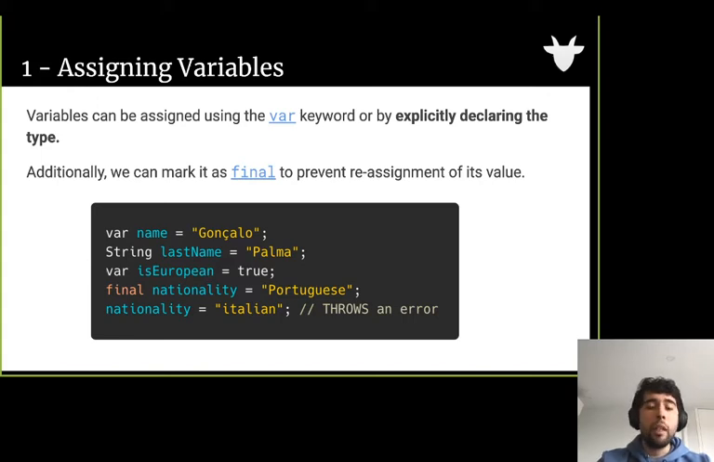You can see that my nationality is Portuguese. I declare it with the final keyword, and if I try to change it on the following line, it will throw me an error because a final can only be assigned once.